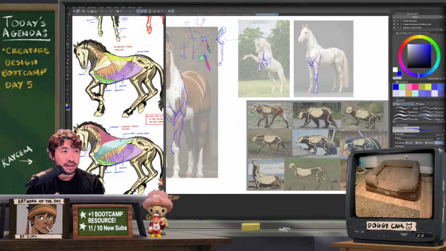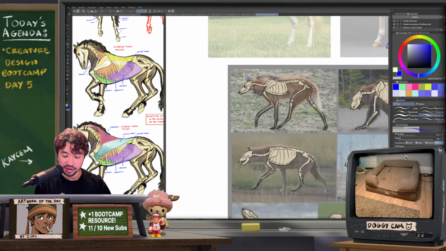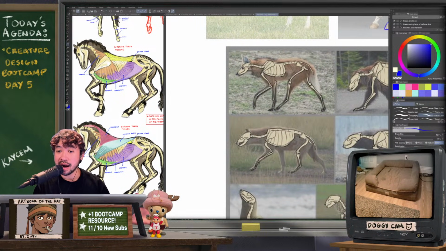Anyways, let's go do some examples. Now that we have the horse stuff, let's talk about maybe drawing these for other animals and how they apply. And that's what this example here is. We've got a lot of variety.